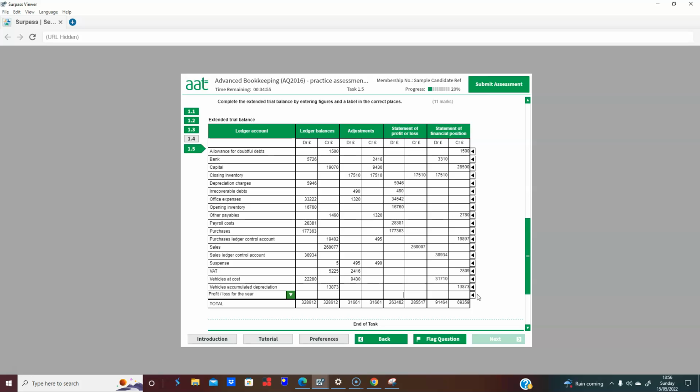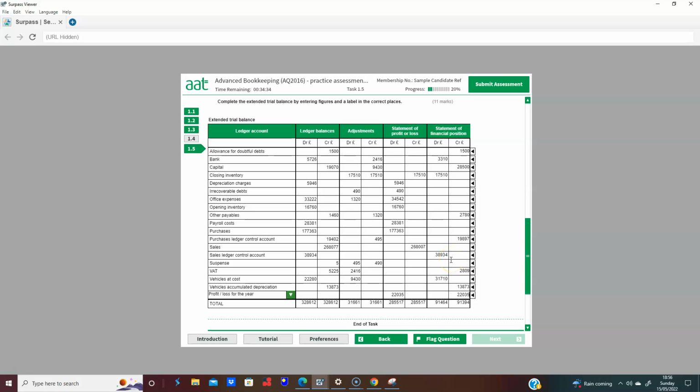285,517 minus 263,482 is 22,035. Yes, and that should balance that off. And that should be exactly the same thing here, 22,035.